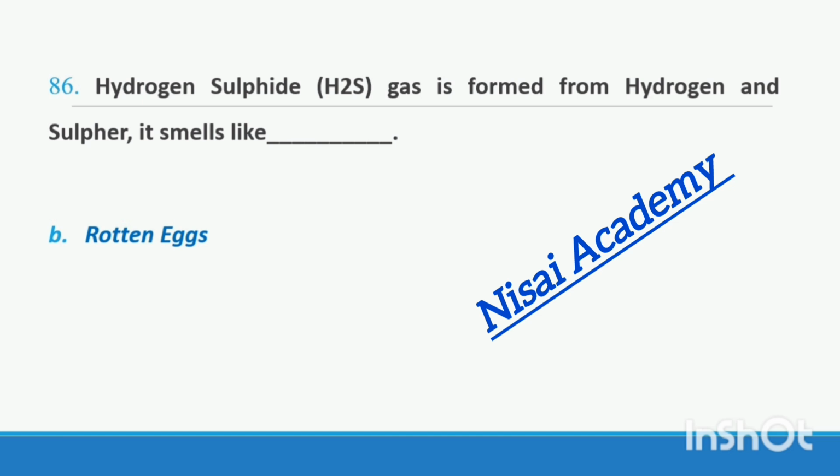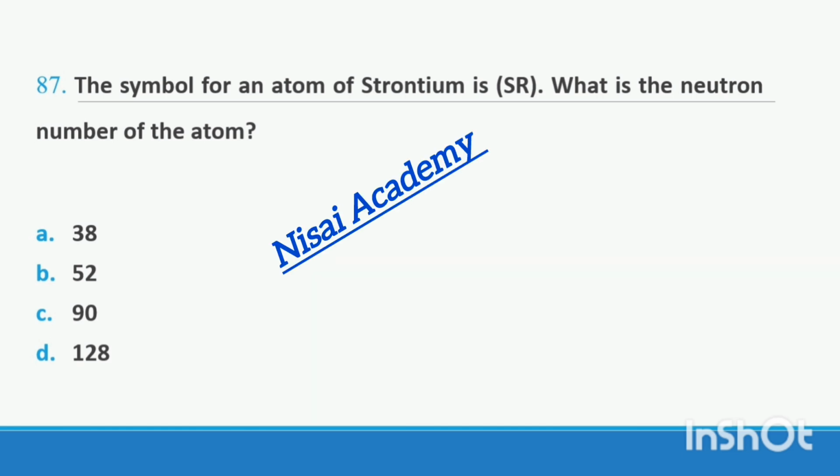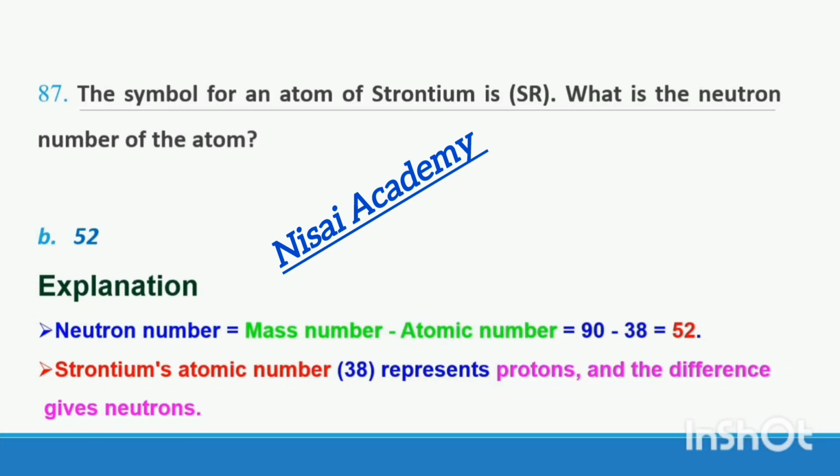Right, option B. Hydrogen sulfide gas smells like rotten eggs. Question 87. The symbol for an atom of strontium is Sr. What is the neutron number of the atom? Option A 38, option B 52, option C 90, option D 128. 52 is the neutron number of the atom strontium. The right option is B, 52.